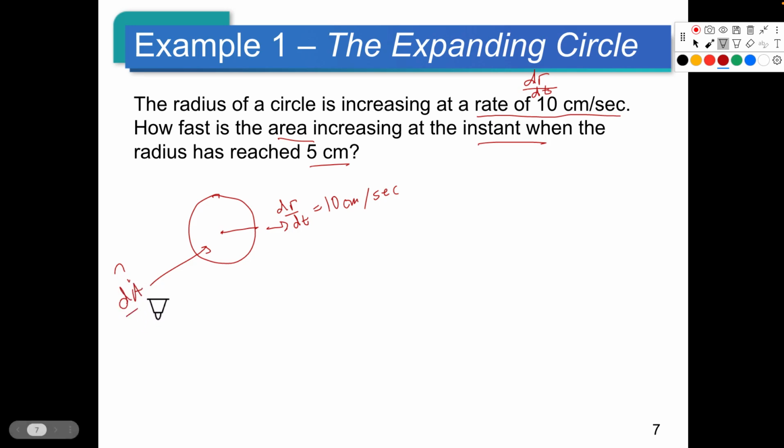So the question: how is the area changing, dA/dt, when the radius has reached 5 centimeters? So we're at 5 centimeters, and again, we're looking in terms of instantaneous rate of change. Where's it going from there? So where do we start? What's an equation we might be able to work with?